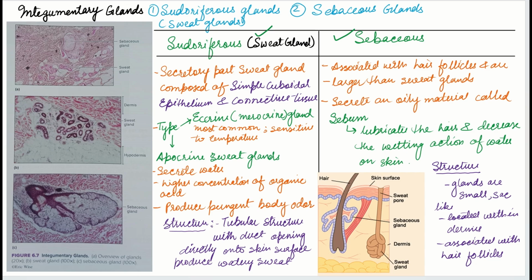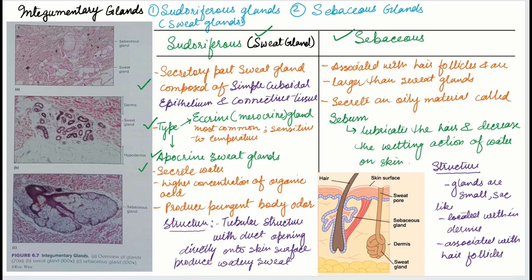first, the sudoriferous glands are also called sweat glands because they secrete sweat in the body, and they are composed of simple cuboidal epithelium and connective tissue. They are of two types: the eccrine and the apocrine sweat glands. The eccrine, also called merocrine gland, is the most common and is sensitive to temperature. The apocrine sweat glands secrete water with a higher concentration of organic acid, and they produce pungent body odors.